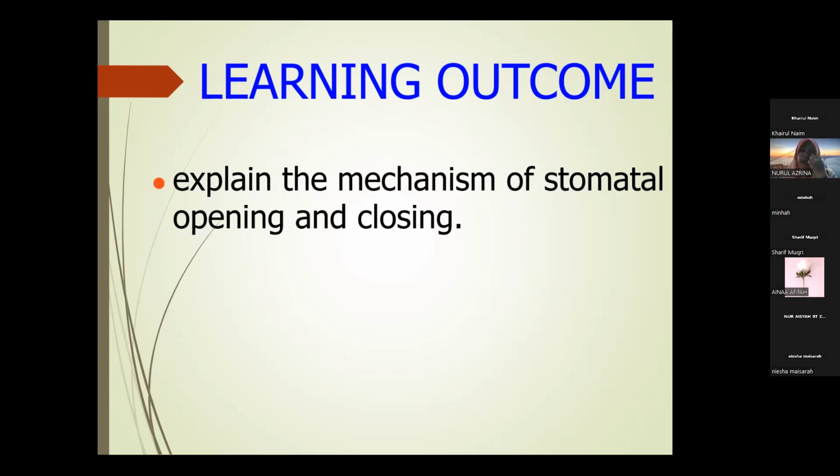So we all know that plants have stoma. Stoma is the gap between the guard cell. Apa bahasa Melayu guard cell eh? Sel apa? Sel penjaga ke nama dia? Betul ke sel penjaga? Sel pengawal. Okay, very good. Thank you. So stoma is the gap between the two guard cell.